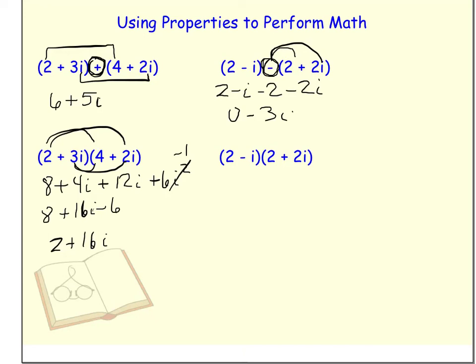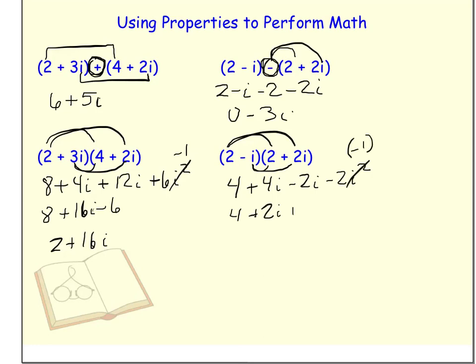Okay? Here we have another one. 2 minus i times 2 plus 2i. 2 times 2 is 4. 2 times 2i is 4i. Negative i times 2 is negative 2i. Negative i times 2i is negative 2i squared. And we'll have 4 plus 2i. And remember, i squared is negative 1. So negative 2 times negative 1 is positive 2. And 4 plus 2 becomes 6. Bring down our 2i. So multiplying these together gives me 6 plus 2i.